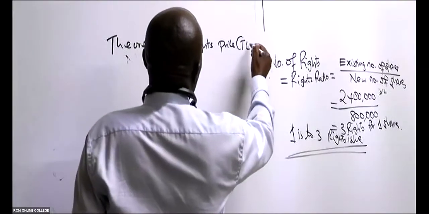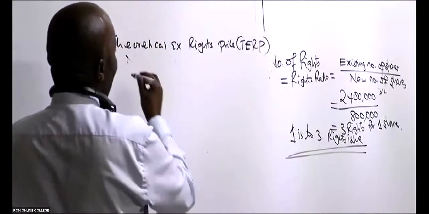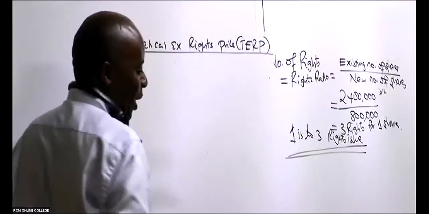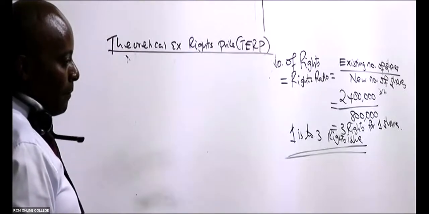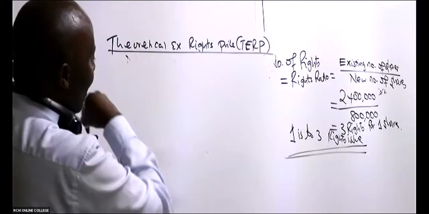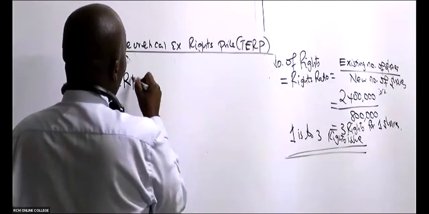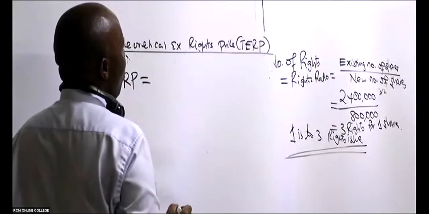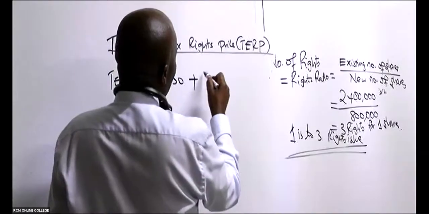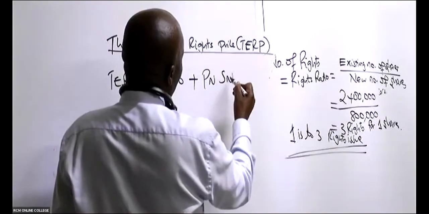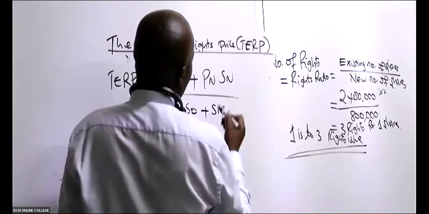Now remember, we normally abbreviate it as TERP. Theoretical ex-rights price, TERP. This is normally very, very easy. To get TERP, what do we normally do? We normally take PO times SO, plus PN times SN, all over SO plus SN.